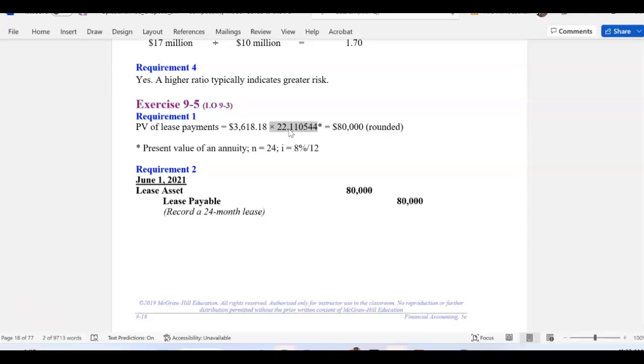In our scenario, we don't know what that factor is. So the easiest way is just to go to Excel and use Excel to find that. Since we know what the present value is, you recognize the lease asset for $80,000, and then you recognize the lease payable for $80,000. Make sense? Okay.